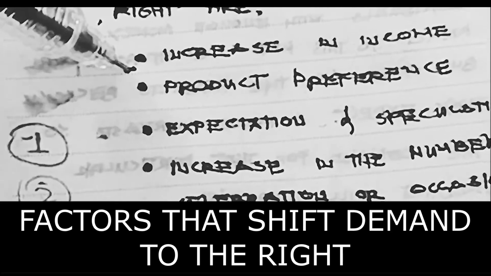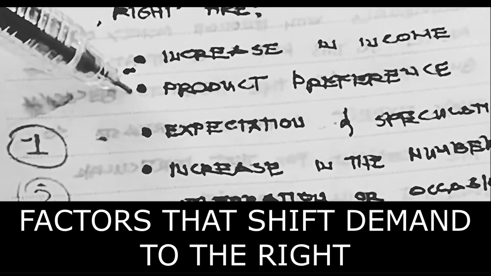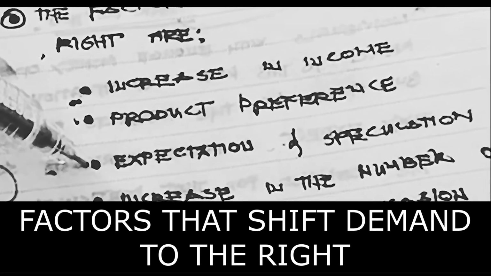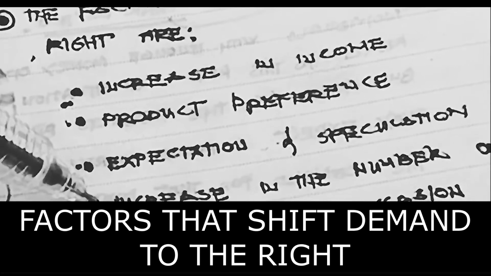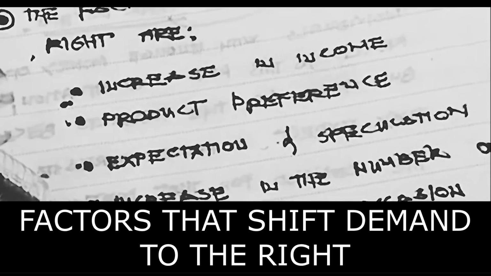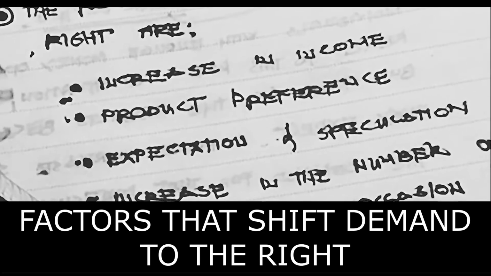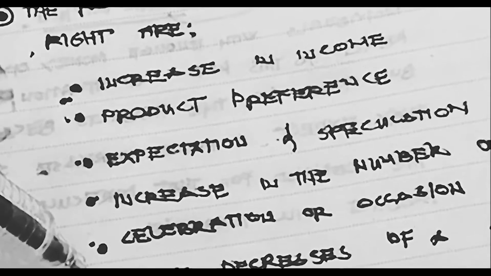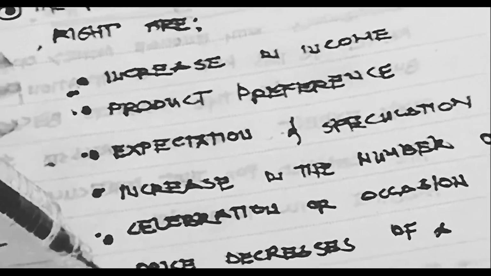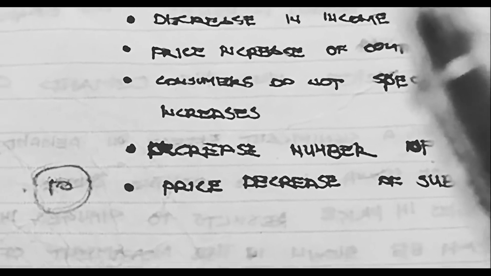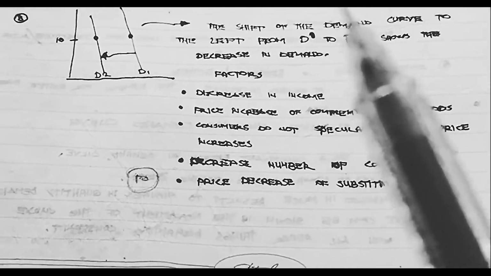Increase in income, product preference, expectation and speculation, increase in the number of consumers, celebration or occasion, then price decrease of a complementary good. Okay, so now another one is what they call from left or from right to left. So from right to left.